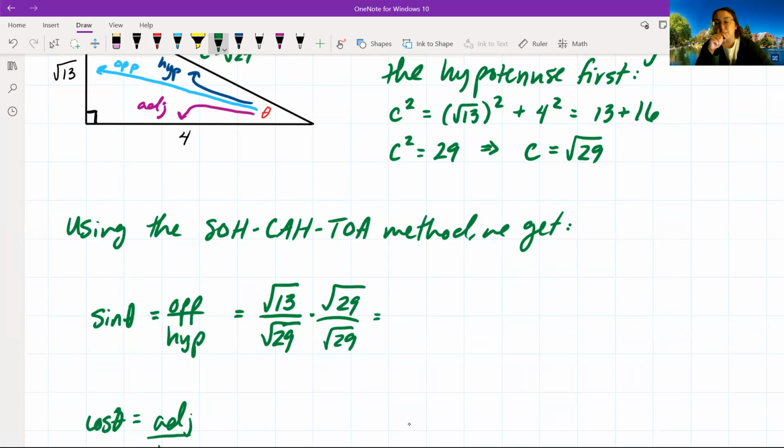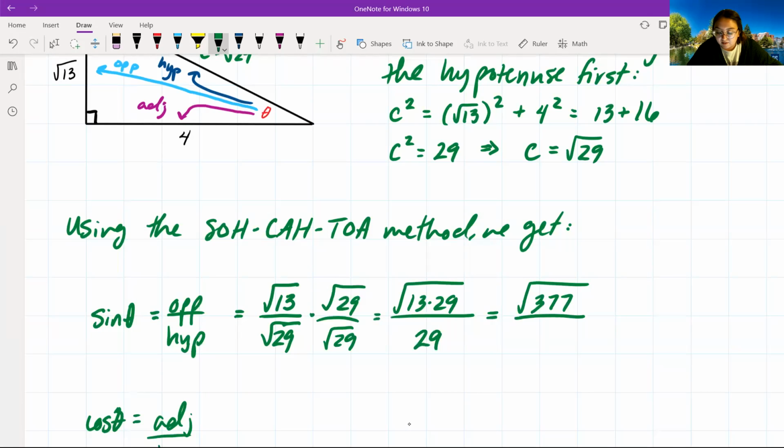And since we have the multiplication of two numbers under the square root, we can combine this to end up being 13 times 29, all under the square root, which is now over the value of 29. If we go ahead and use a calculator, we get that 13 times 29 is going to be 377, which is divided by 29. So we found the value of sine of theta.